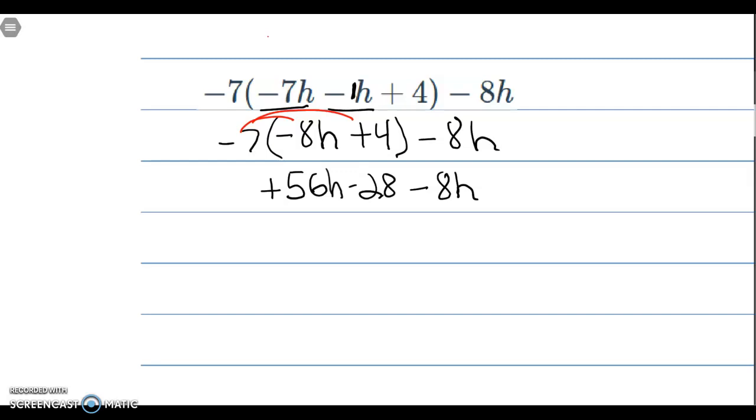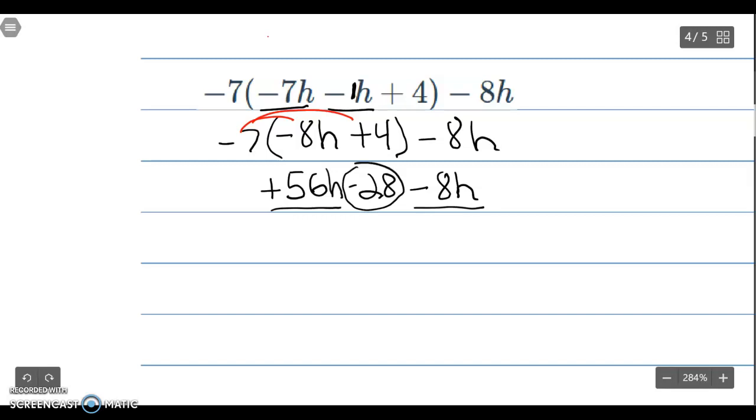All right, now I'm going to combine my like terms here. Okay, I've got 56h and a negative 8h. They're different signs, so I find the difference between the two, and I get 48h, and it's positive, minus 28.